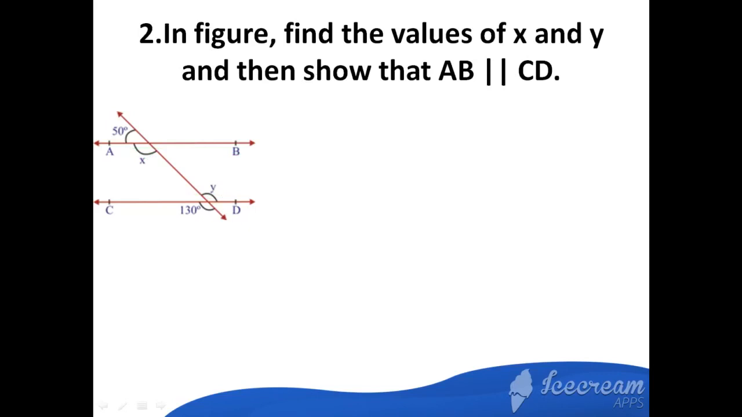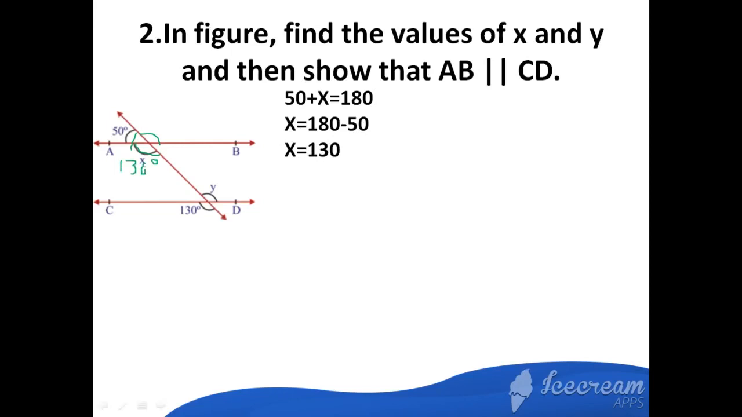Now this sum is too easy, let's solve it. First, 50 plus x equals 180 degrees. Here this angle is 50 degrees, plus x equals 180 degrees. When we add these two angles, it will be 180 degrees. So x equals 180 minus 50, then x equals 130 degrees. This x we find is 130 degrees.